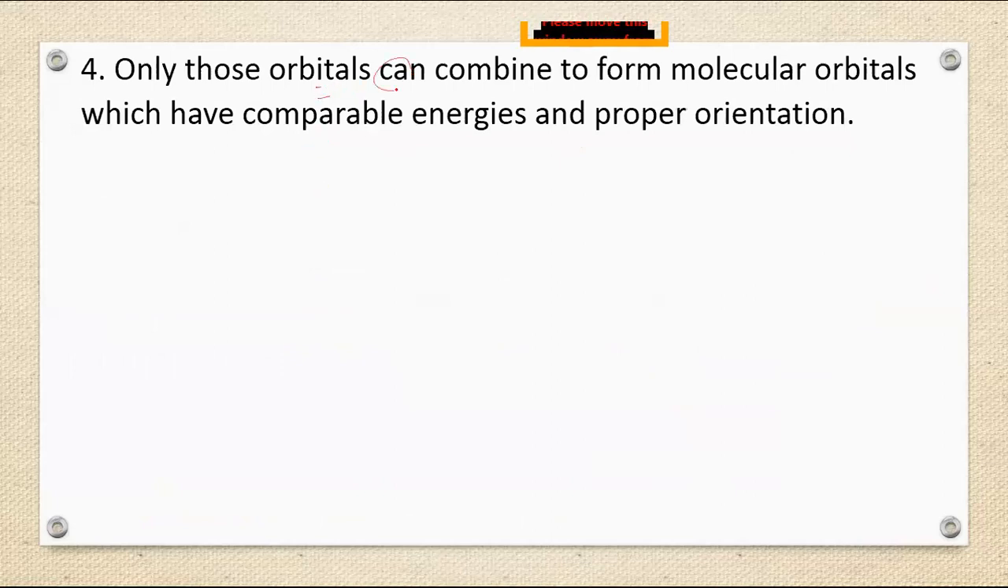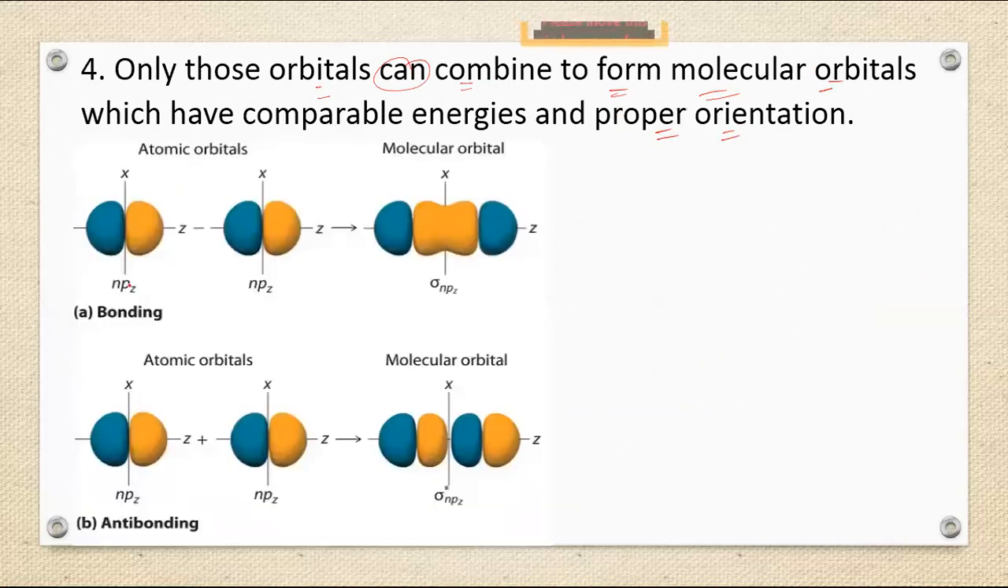Now, only those orbitals can combine to form molecular orbitals which have comparable energies and proper orientation. What does that mean? Here we observe a pz orbital overlapping with another pz orbital, and they give rise to a molecular orbital. Here the pz orbitals are atomic orbitals. When atomic orbitals combine and overlap, they form a molecular orbital. Here the pz orbitals have comparable energy and proper orientation.